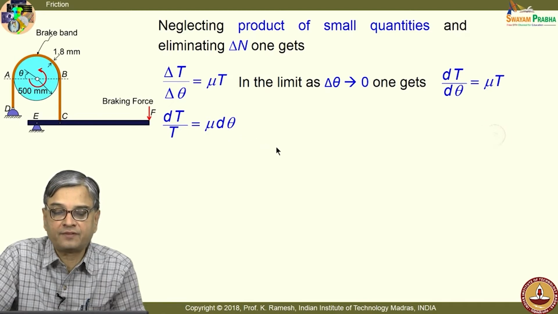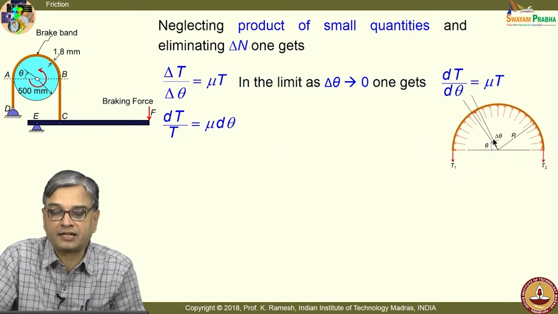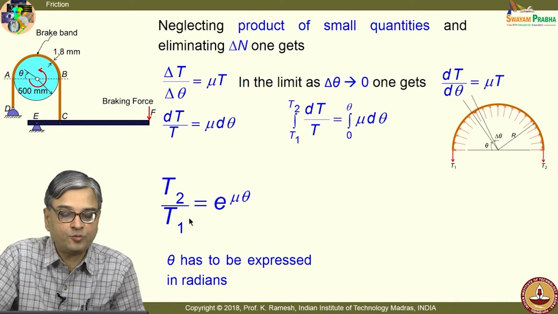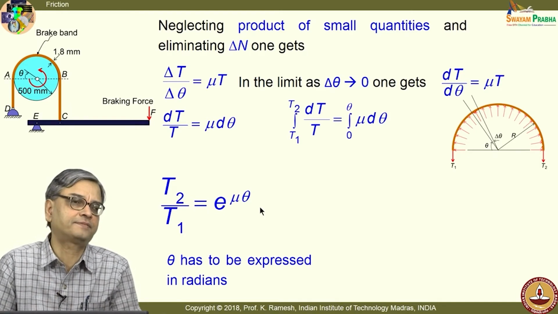And if you look at the way that we have labeled theta and delta theta and other quantities, I can integrate it over the complete length of the belt which is wrapped over the drum. Tension goes from T1 to T2, so the integral of dT by T equals the integral from 0 to theta of mu times d theta. You can easily do the integration and get the expression T2 by T1 equal to e power mu theta. It is a very, very famous expression.